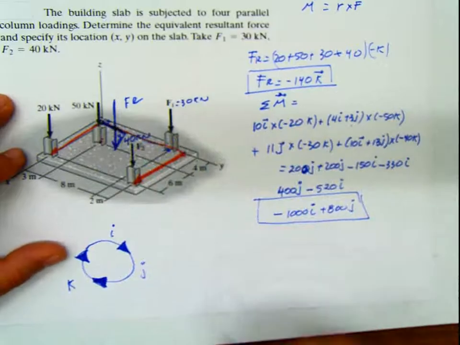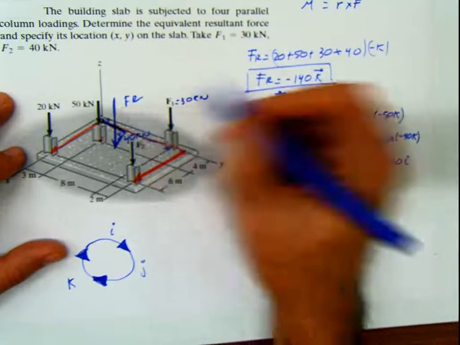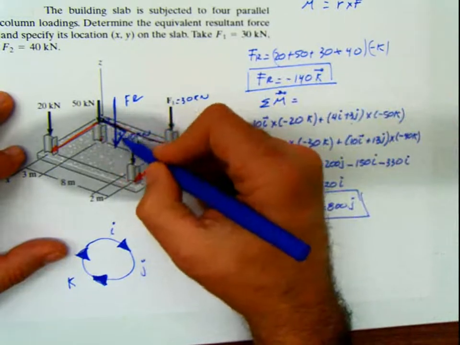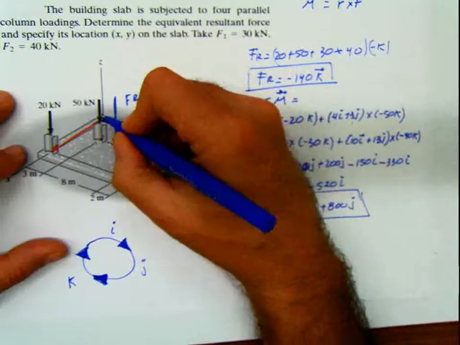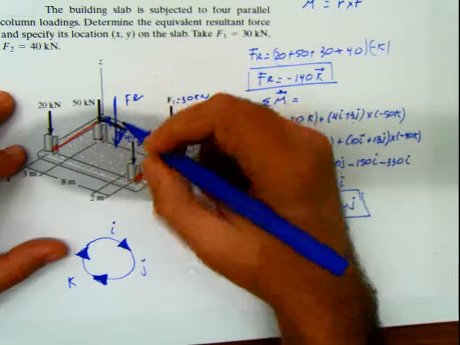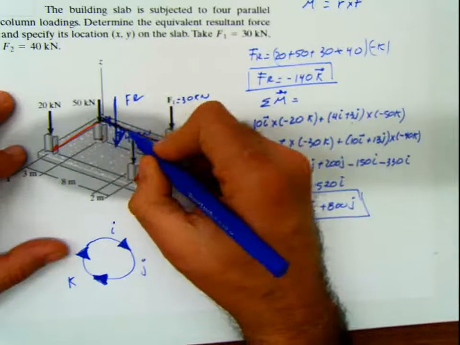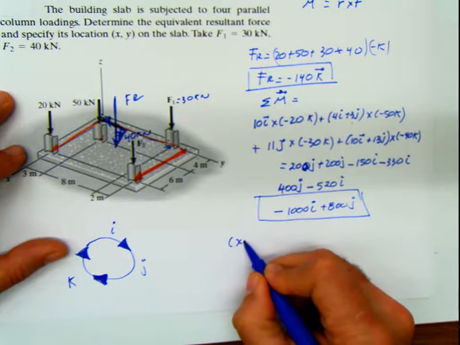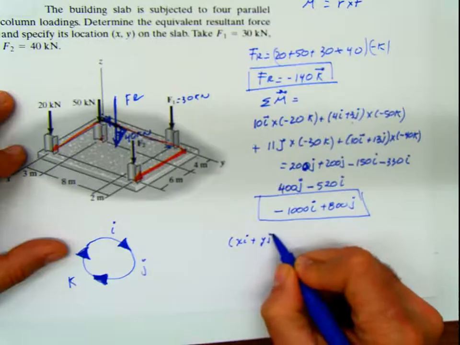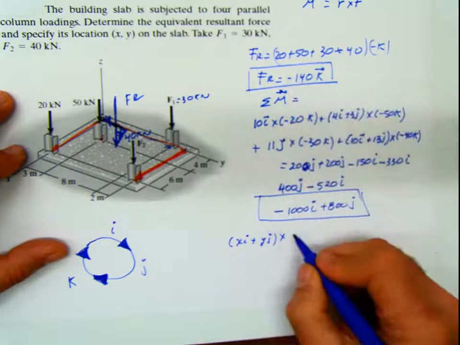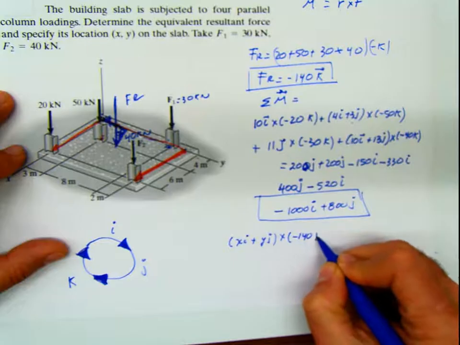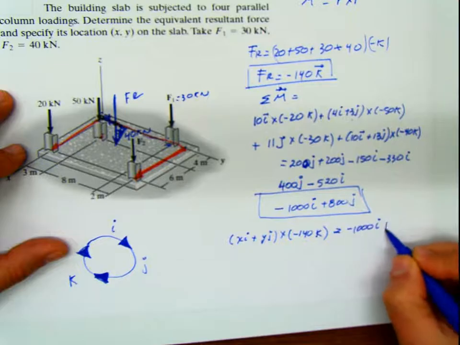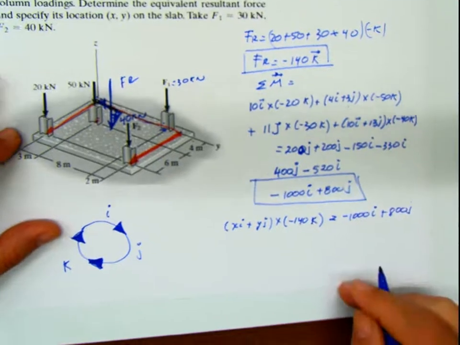But at the same time, I know that this resultant force of negative 140 placed at the distance xi and yj has to produce the same one. I said x and y here, it's the opposite, this is x and this is y. So my arm for the resultant is xi plus yj, cross multiplied by the force, negative 140 k, and that has to be equal to these ones. That's basically what I have.